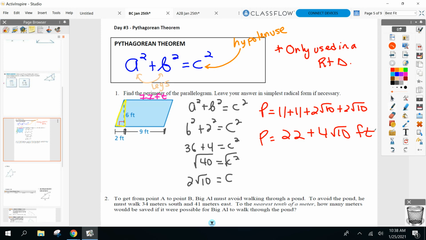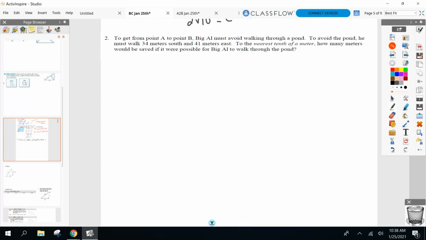You can only combine numbers with the same radical. All right, let's go to number 2 then. Another geometry type problem using the Pythagorean theorem.